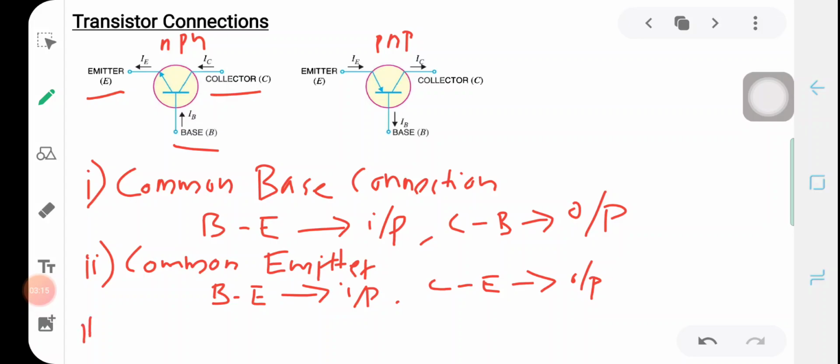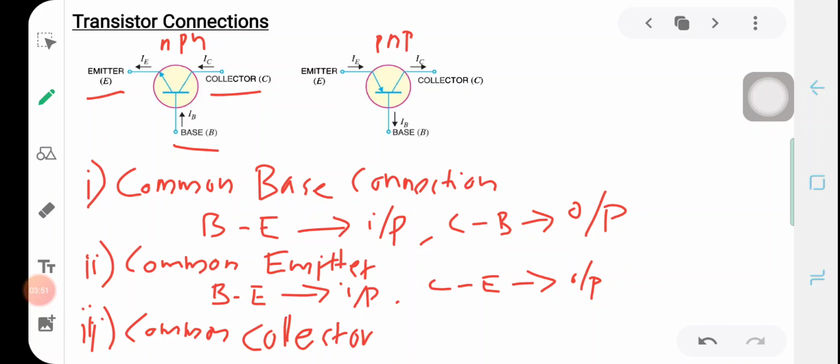And the third configuration, here we make the collector the common terminal for the input and output, which is called the common collector configuration. In the common collector configuration, we connect the base as input and the emitter as the output. So we will discuss these three in detail next.